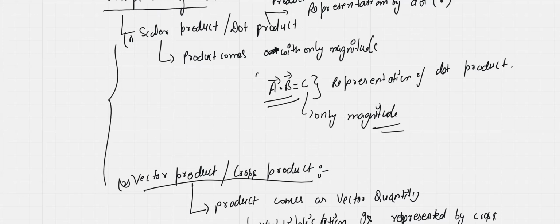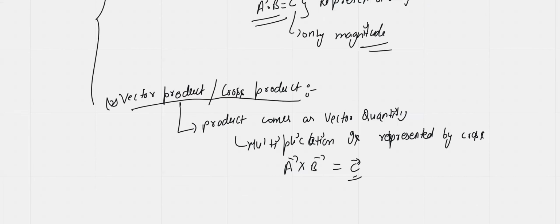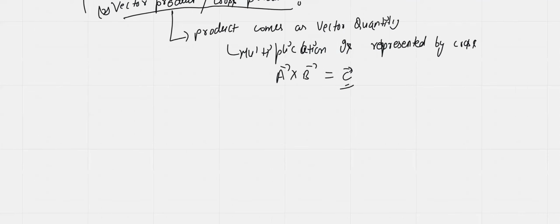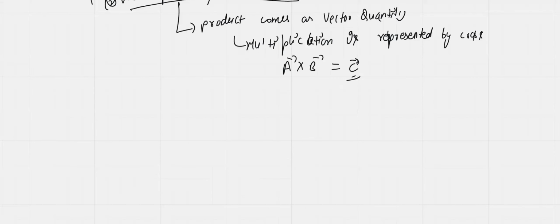That's the basic intro of the multiplication of vectors. Clear? Yes, sir. Okay. I'll just move to the new page, fresh page. So here we will discuss only the scalar product.